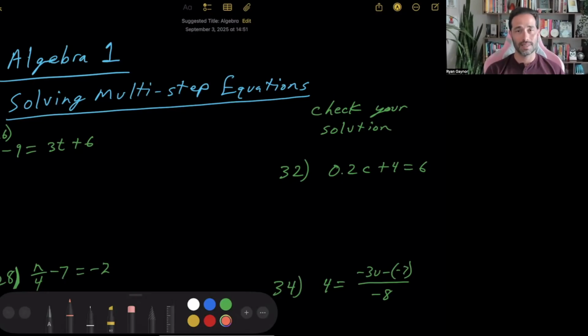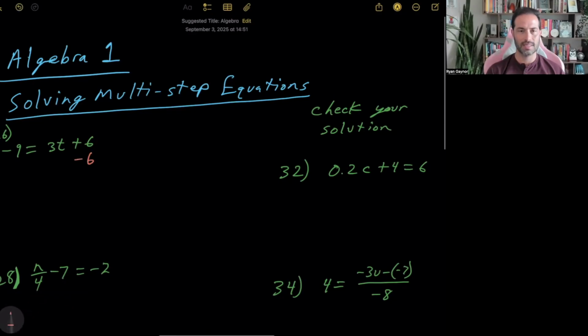So if there's a plus 6, the opposite of plus is minus. So we have minus 6. And we have to do this on both sides of the equal sign. Okay? Has to be balanced. Both sides exactly the same. So if we have a minus 6 on the right side of the equal sign, then we will have a minus 6 on the left side of the equal sign. So here we go. Plus 6 minus 6, that's 0. We have negative 9 minus 6.